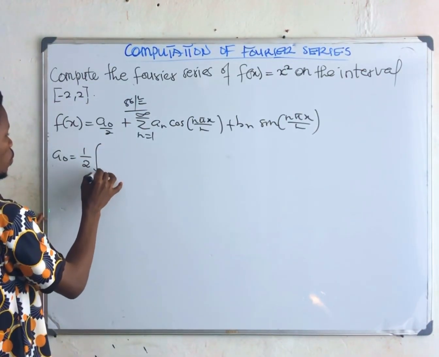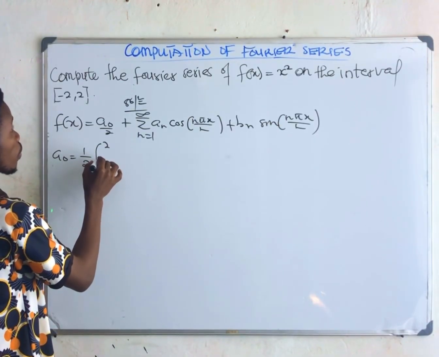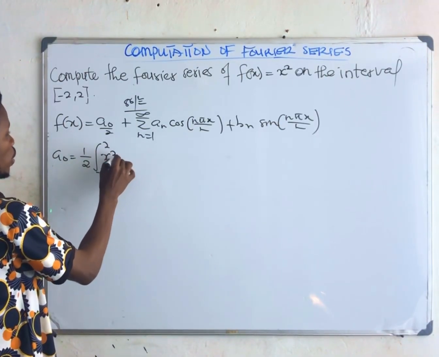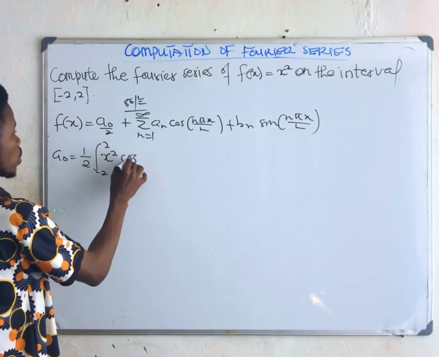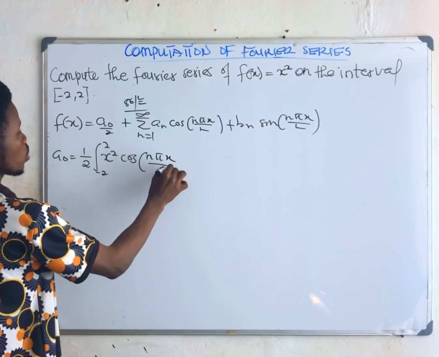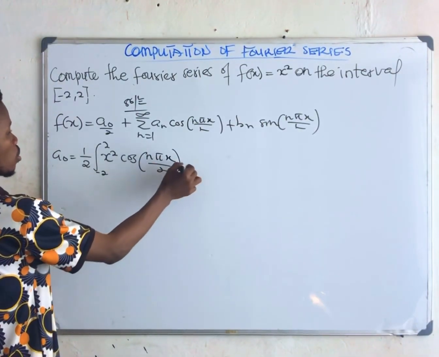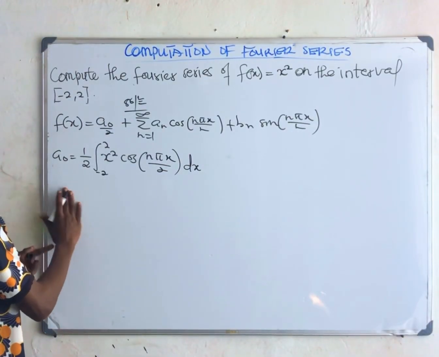The integral from -2 to 2 of the function given, which is x squared, then cos n pi x over 2. Here, these two cannot cancel the pi, so you bring everything. That is my a naught. Now let's integrate this.